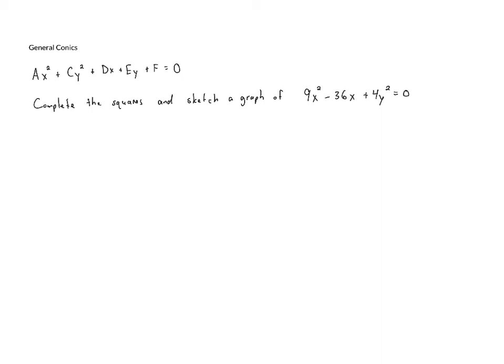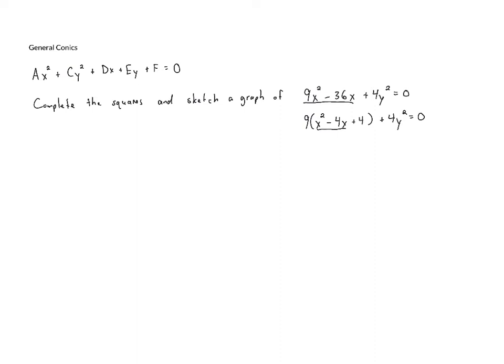So, to complete the square for the x's, the first thing we have to do is factor out the leading coefficient here so that the x squared is alone. So if we factor out a 9, that leaves us with x squared minus 4x. And I'm going to leave a little bit of space there to complete the square. And then plus 4y squared equals 0. Now to complete the square here with the x squared minus 4x, we take the coefficient here, negative 4, divide it by 2 to get negative 2, and then square it to get positive 4. So we need to add 4 there to complete the square.